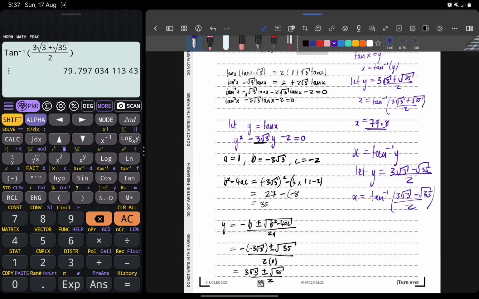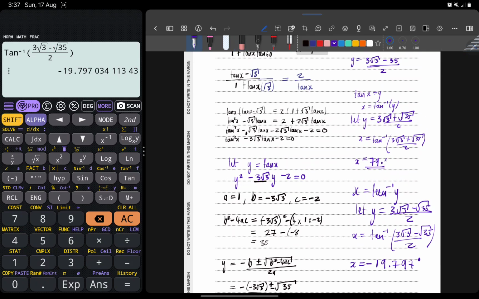What do you get now? Instead of plus, you now say minus. You're going to get your x being negative 19.8 degrees. Or 19 point, since this is not yet the final solution, you can say 797 degrees. Here it was 79.797 degrees, I guess. Yes. Now we have our solution.